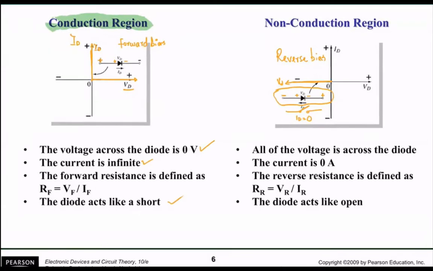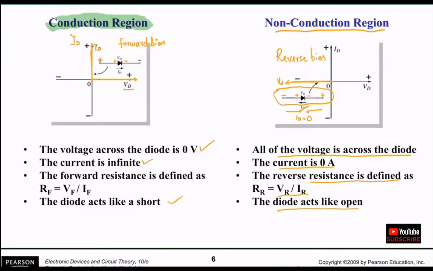Okay, so what happens in the reverse bias region? The reverse bias region is basically a non-conduction region. It does not conduct any electricity. All of the voltage is across the diode. The current is zero. The reverse resistance is defined as VR over IR, just simply applying Ohm's law, and the diode acts like an open circuit.